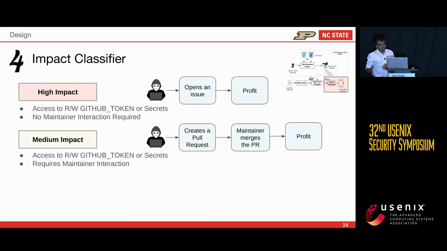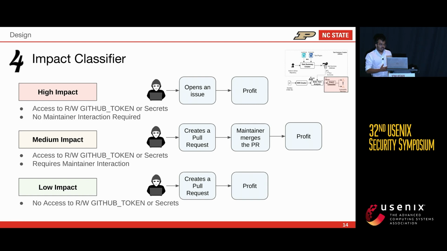Medium impact vulnerabilities have the same access to the GitHub token and secrets. However, they require some sort of maintainer interaction for the exploit to run. Assume a workflow runs on a push event. The attacker needs to open a pull request, the maintainer needs to accept the pull request, and then the workflow will run and the attacker can exfiltrate secrets.